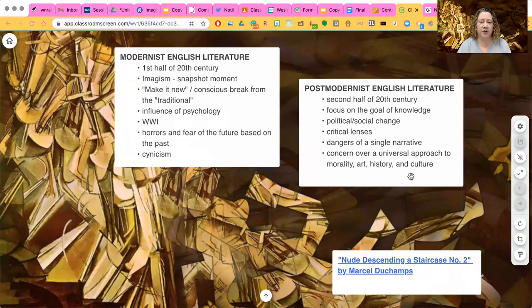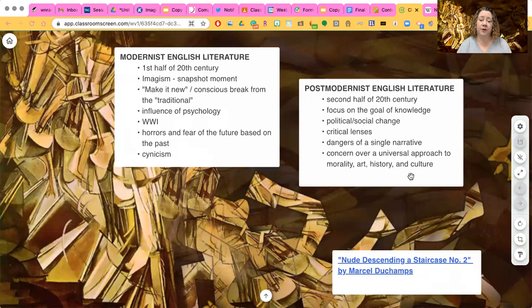Postmodernists also are interested in the literature of political change. You can think of the 1960s, right? All of the protests that people were doing. Even now, people still protest. That really wasn't a thing very much before the second half of the 20th century. And so literature's supporting that social movement.